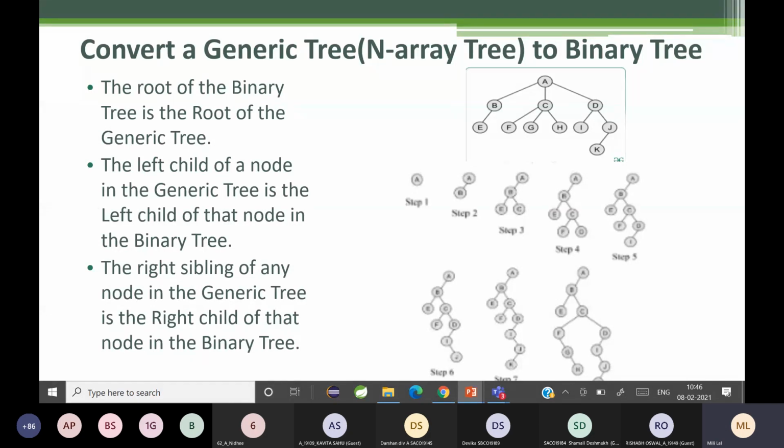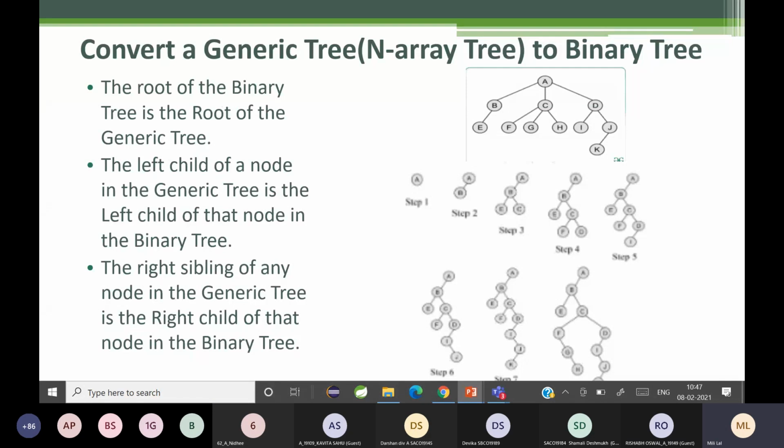Does D have a right sibling? No. So D will not have a right child. Okay. So which is the left node of D? I. So D is going to get a left child called I in step 5. Is it clear now? Yes, ma'am. Okay, now going to I.